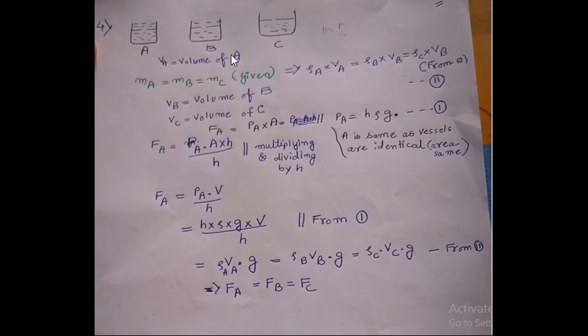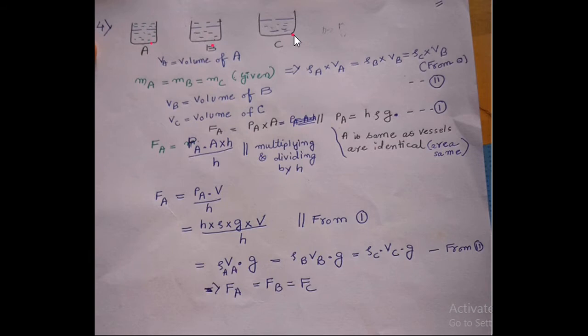I am solving question number 4. It says equal mass of three liquids are kept in three identical vessels A, B, C. The densities are rho A, rho B, rho C, and the force on the base will be.